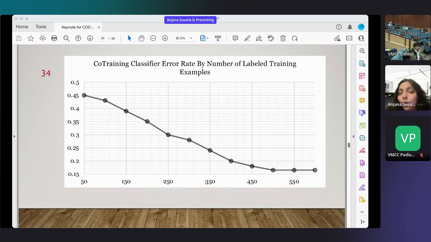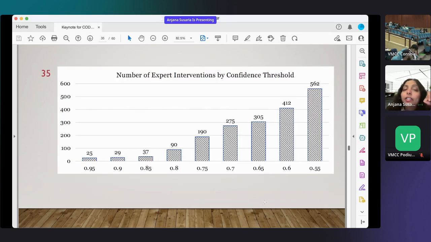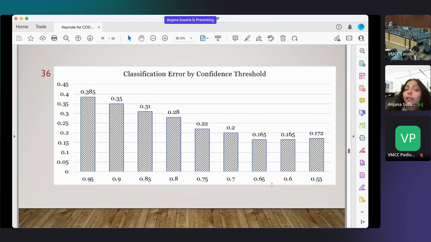How sensitive is my error rate to the number of labeled training examples? Do I need a very high number of labels, a low number of labels, etc.? And then what are the expert interventions needed by confidence threshold? Because when there's discrepancy between the two classifiers, this is like a multi-view classification problem, and this approach can be modified with an ensemble method as well. So how many interventions are required by the confidence thresholds? And similarly, what are the classification errors by these confidence thresholds? We have to look at all these very carefully.